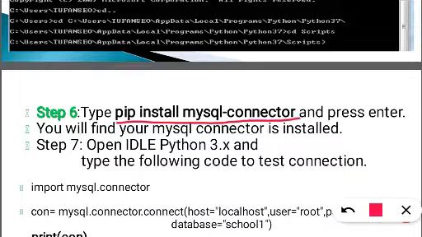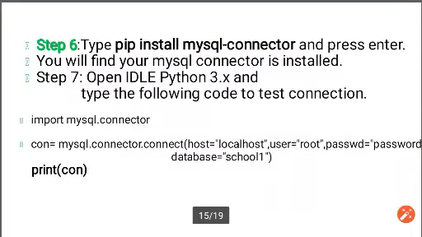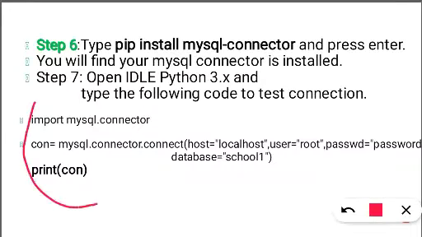So how to check whether this connection is installed or not, whether this connection is done or not, whether it is established or not? We are going to go to our Python shell and we are going to type import mysql.connector, this whole code.